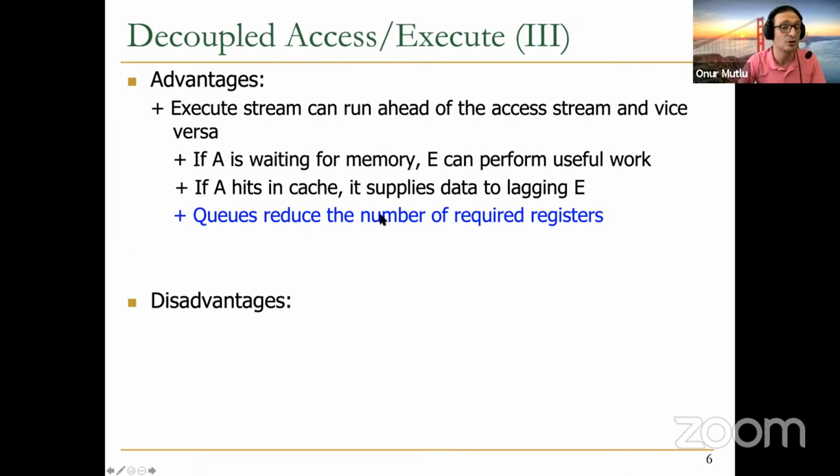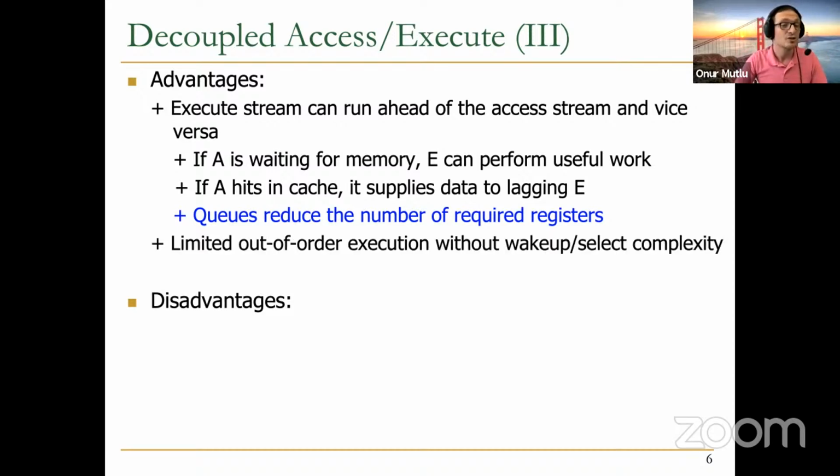The key idea is queues reduce the number of required registers. So these are not registers. You don't have to have thousands of registers or internal registers like physical registers in an out-of-order engine. You communicate through these FIFO queues. So basically, you have limited out-of-order execution without the wake up and select complexity and without large physical register files.